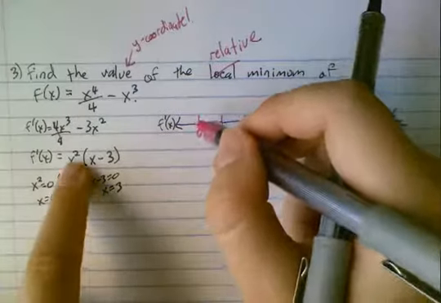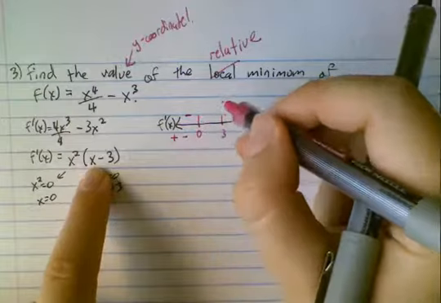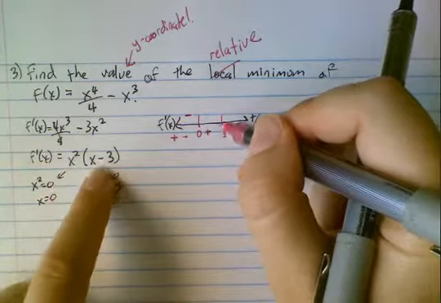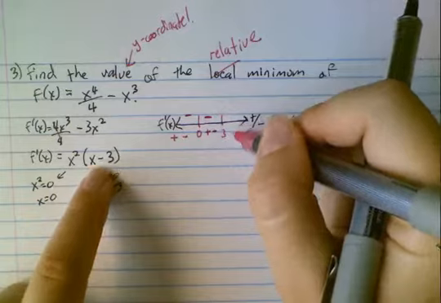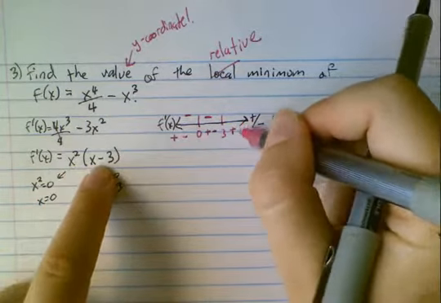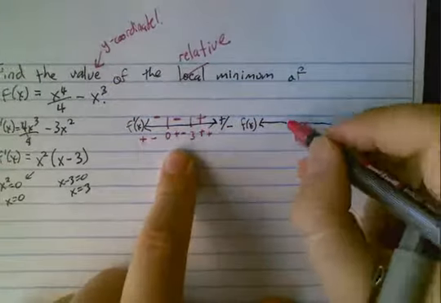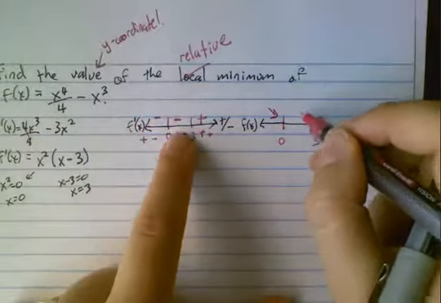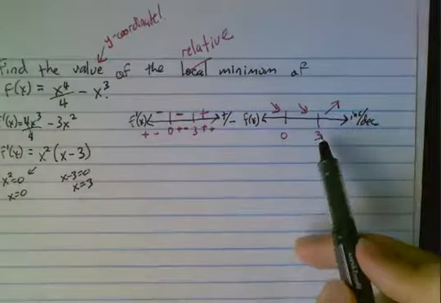Okay, a number less than 0, this is squared, I don't care. Negative 1 minus 3 is going to be negative, so this is negative. A number between 0 and 3, this is squared, I don't care. 1 minus 3 is still negative, so that's also negative. And a number bigger than 3, this is squared, don't care. 4 minus 3 would be positive. So there's our sign chart for f prime of x. Now we can translate this. Negative is decreasing, negative is decreasing, positive is increasing. And now we got this nice little minimum right here.